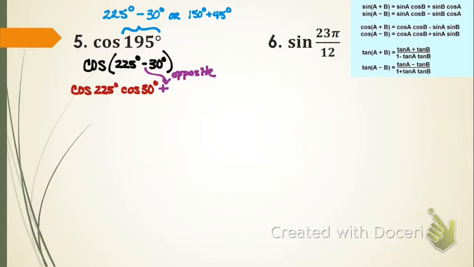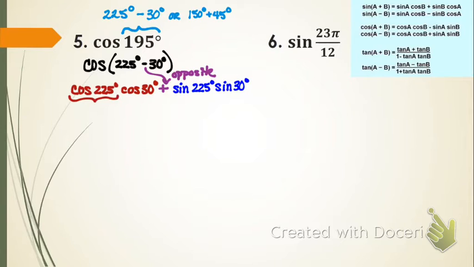And then how does a cosine formula end? It starts with cosine, cosine. Sine, sine. So sine of 225 times sine of 30. Then we pull out our unit circle and we get our exact values.